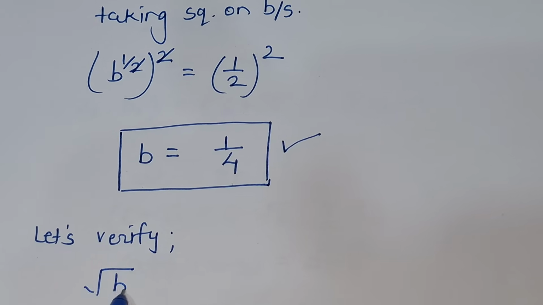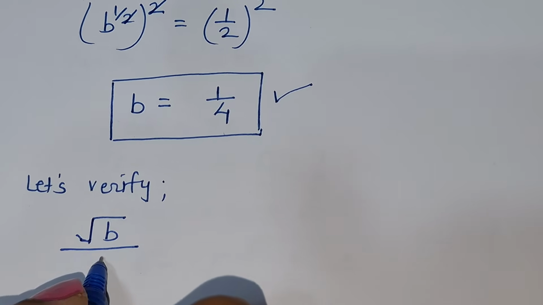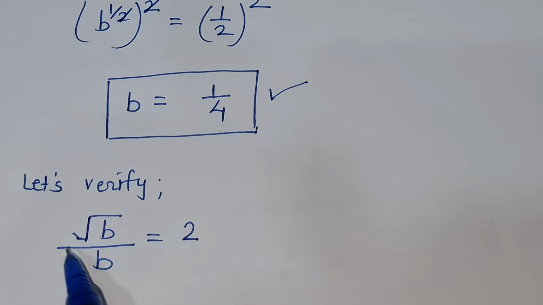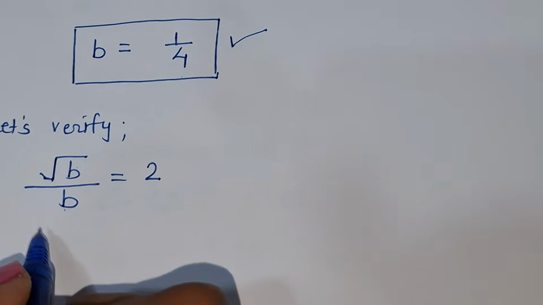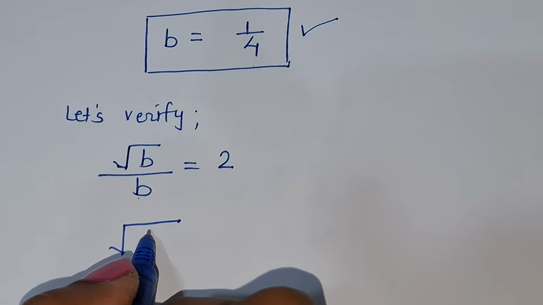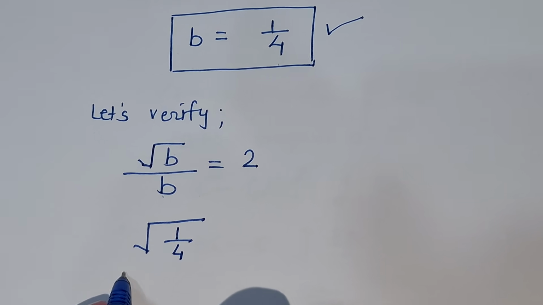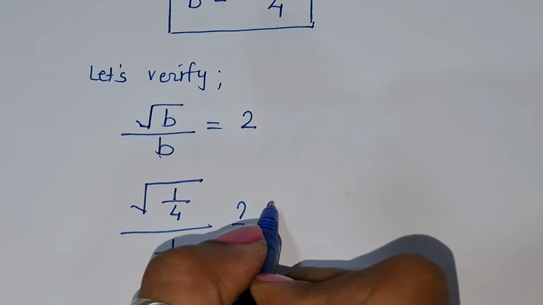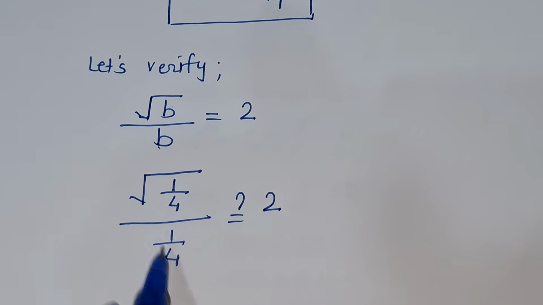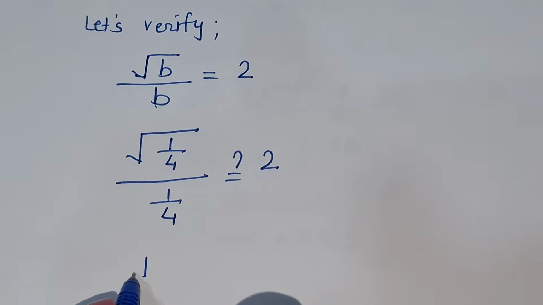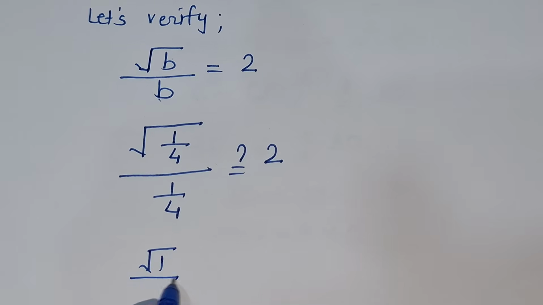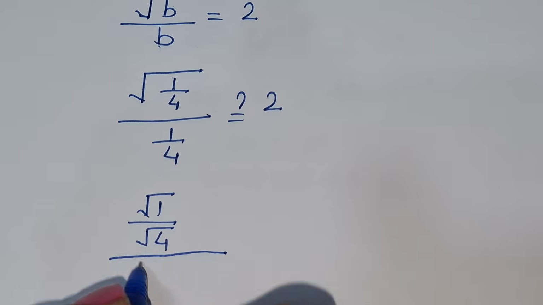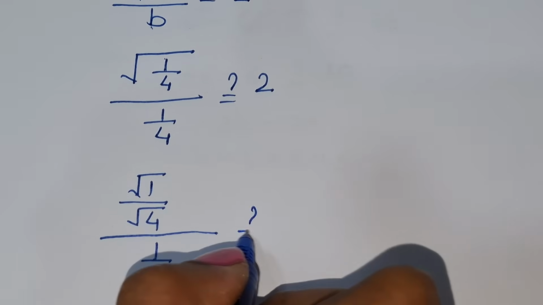Square root of b divided by b is equal to 2, this is the question, right? Now we have to substitute the value of b as 1 by 4 here. So square root of 1 by 4 divided by b, and b is again 1 by 4, question mark 2, right? Now square root of 1 by 4, we can write square root of 1 divided by square root of 4, and here divided by 1 by 4, question mark 2.